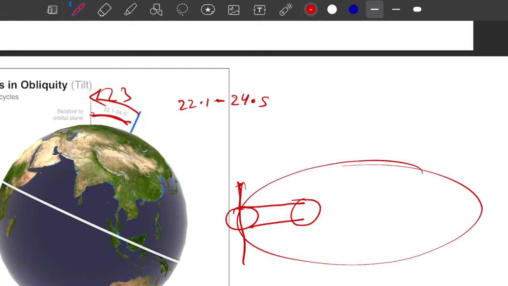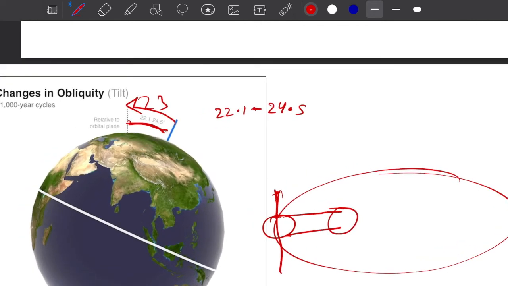Distance from the sun is not the factor for determining the season. It's not the distance. It's not the perihelion and aphelion. It's the tilt. Always remember. It's also a previous year CSIR question. Okay, clear or not?